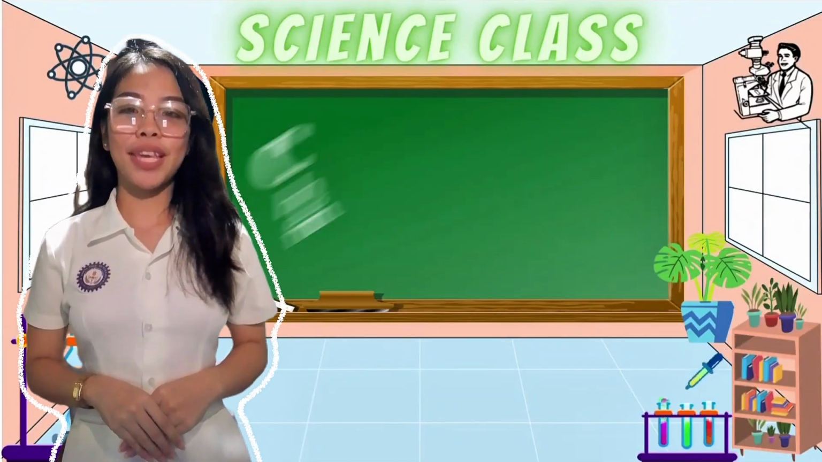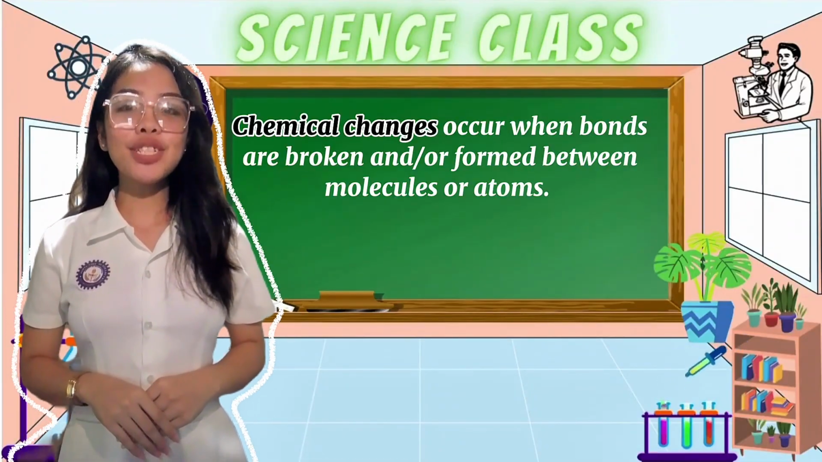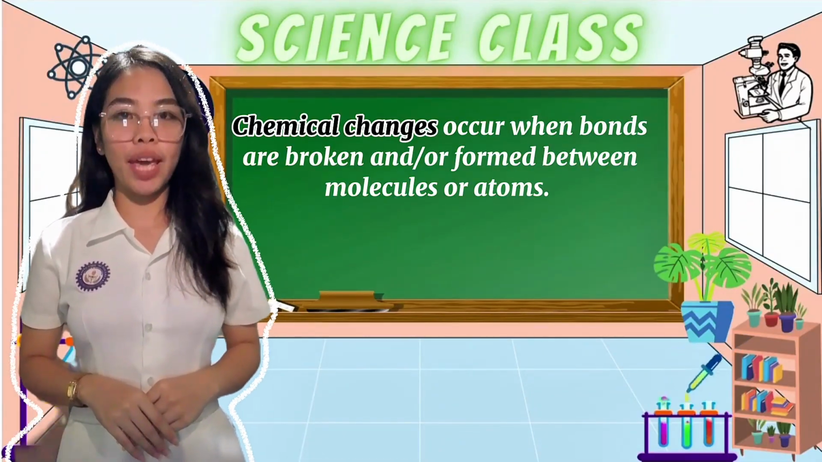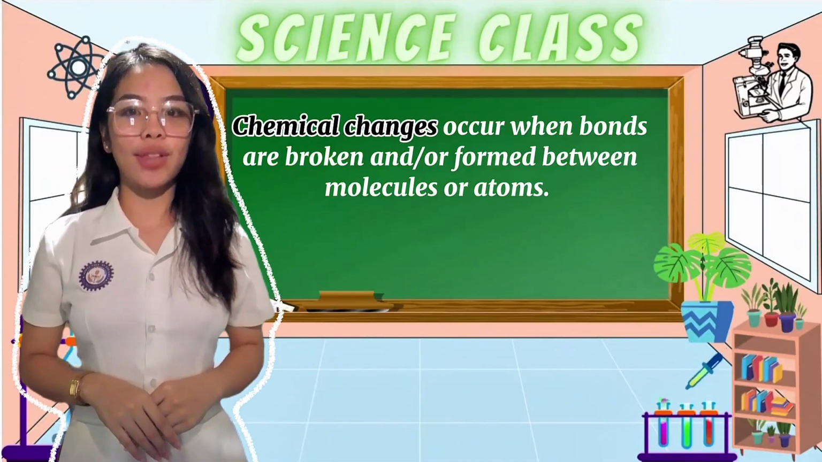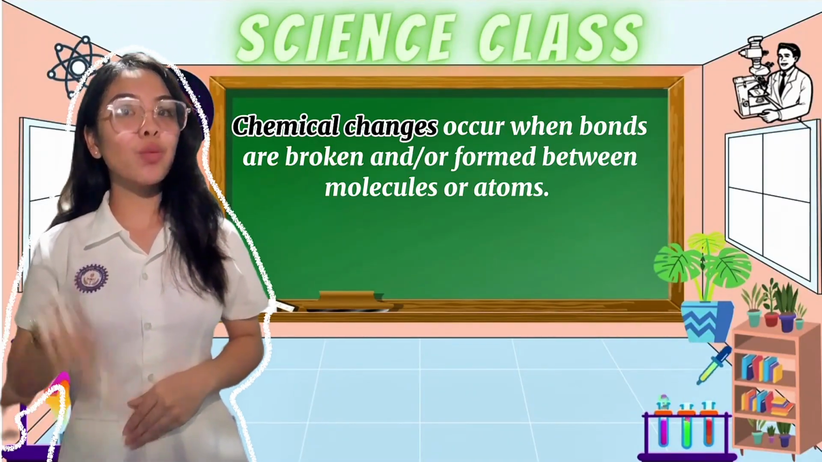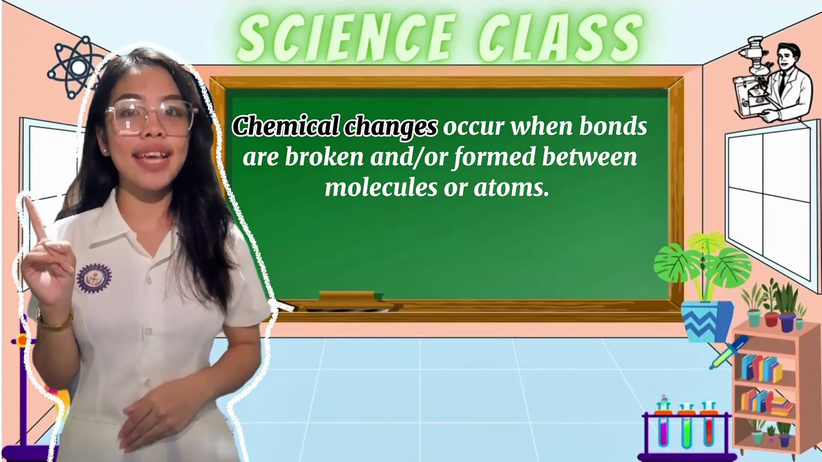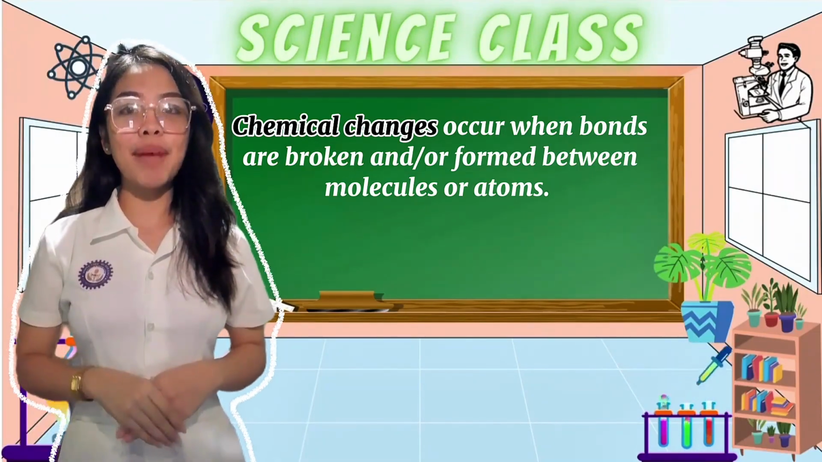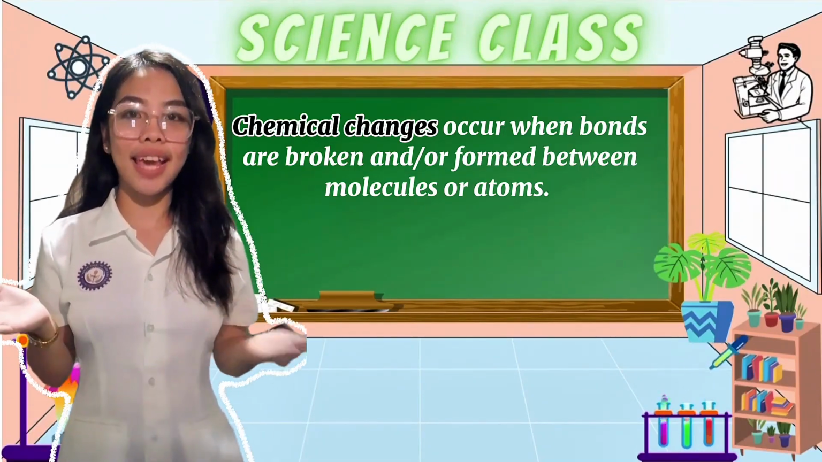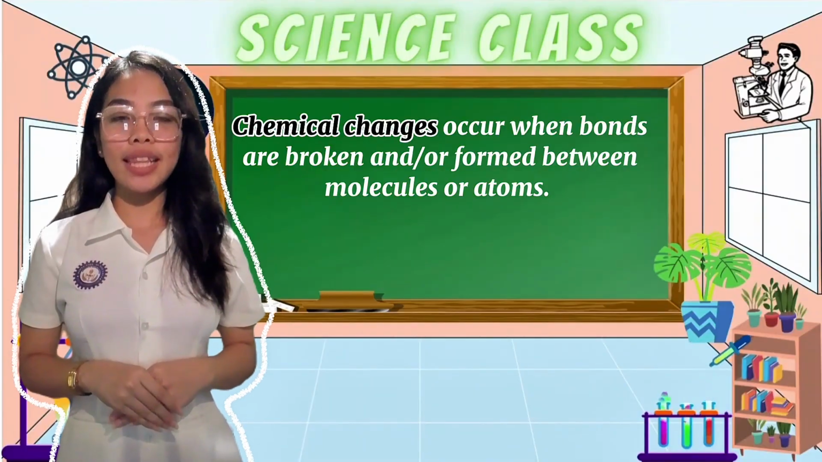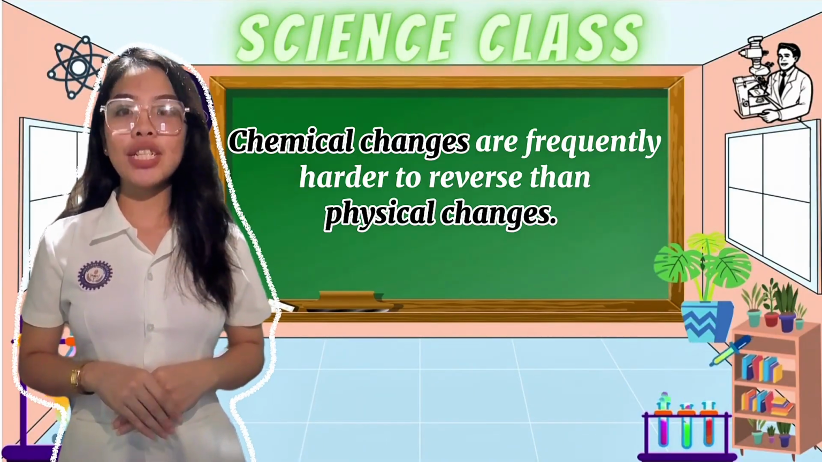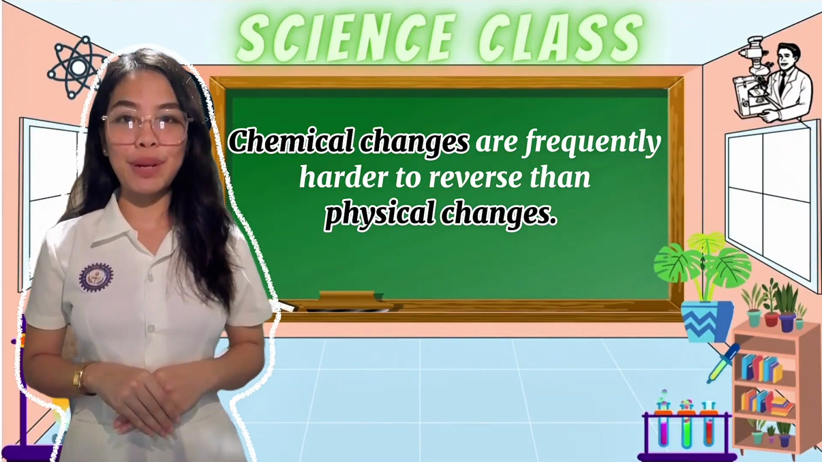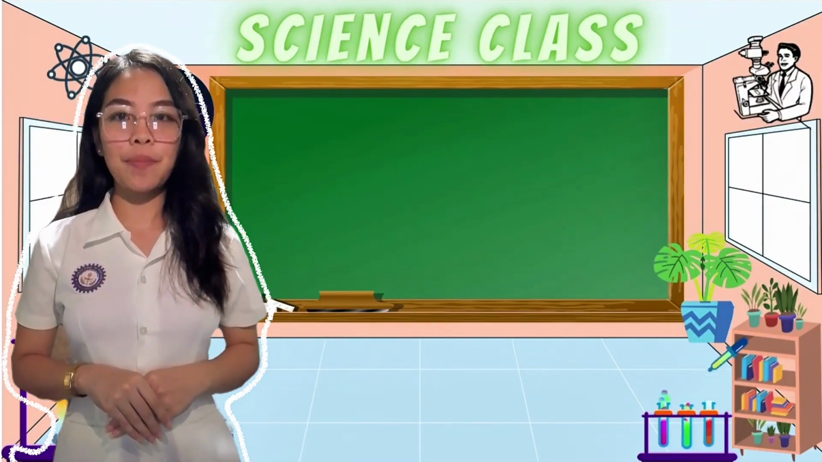Now, let's talk about chemical changes. Chemical changes occur when bonds are broken and or formed between molecules or atoms. This means that one substance with a certain set of properties such as melting point, color, taste is turned into a different substance with different properties. Chemical changes are frequently harder to reverse than physical changes.